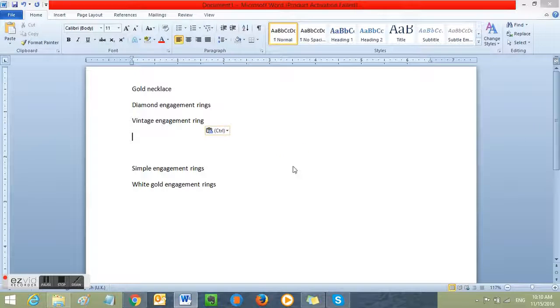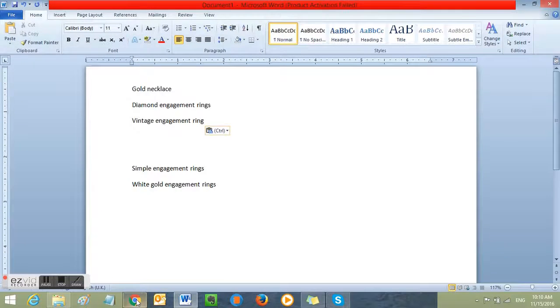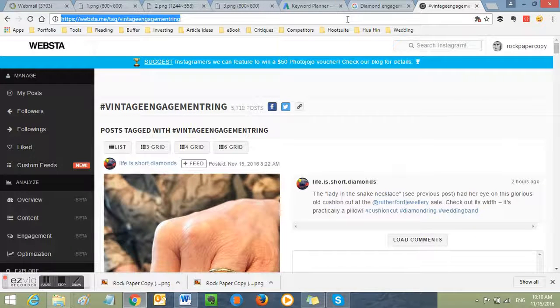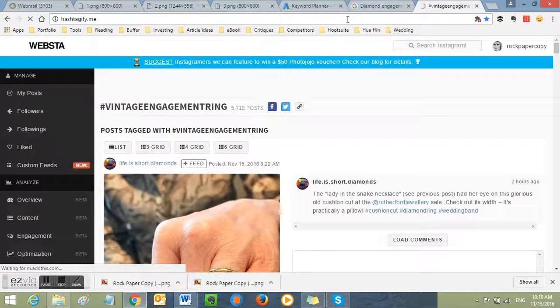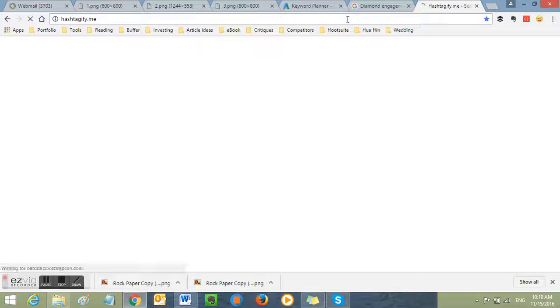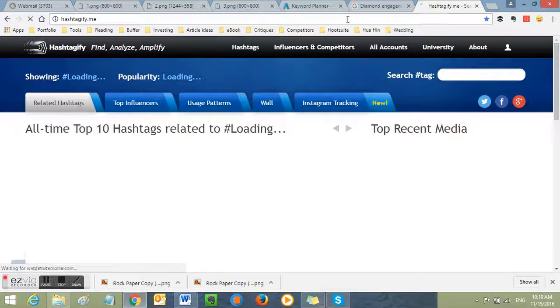Now the third step, the third page we're going to check is hashtagify.me, and obviously it is related to all the hashtags in this website. I like it the most, apart from Google Trends and Google Planner, because it gives us an idea of related keywords and gives us nice looking charts as well.